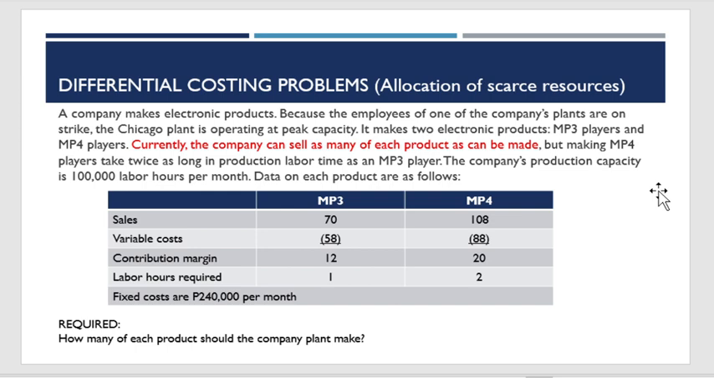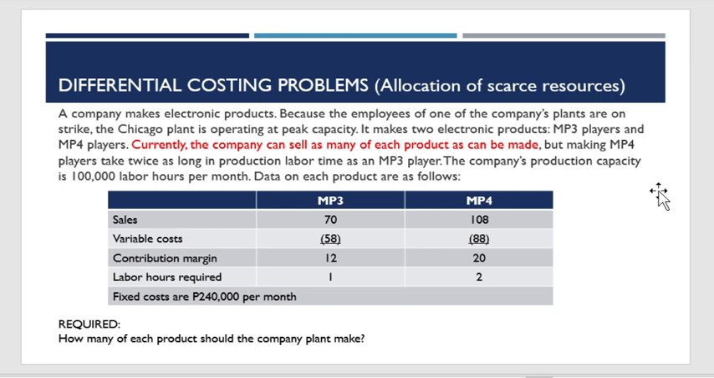It makes two electronic products, MP3 and MP4. Currently, the company can sell as many of each product as can be made. But making MP4 players takes twice as long in production labor time as an MP3 player. The company's production capacity is 100,000 labor hours per month. Data on each product are as follows.